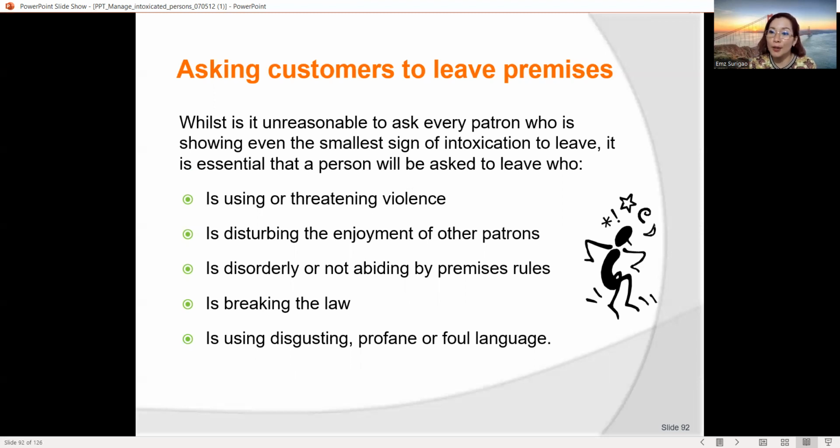Who is breaking the law? If someone is breaking the law, or using disgusting, profane, or foul language, that can cause or trigger potential problems.